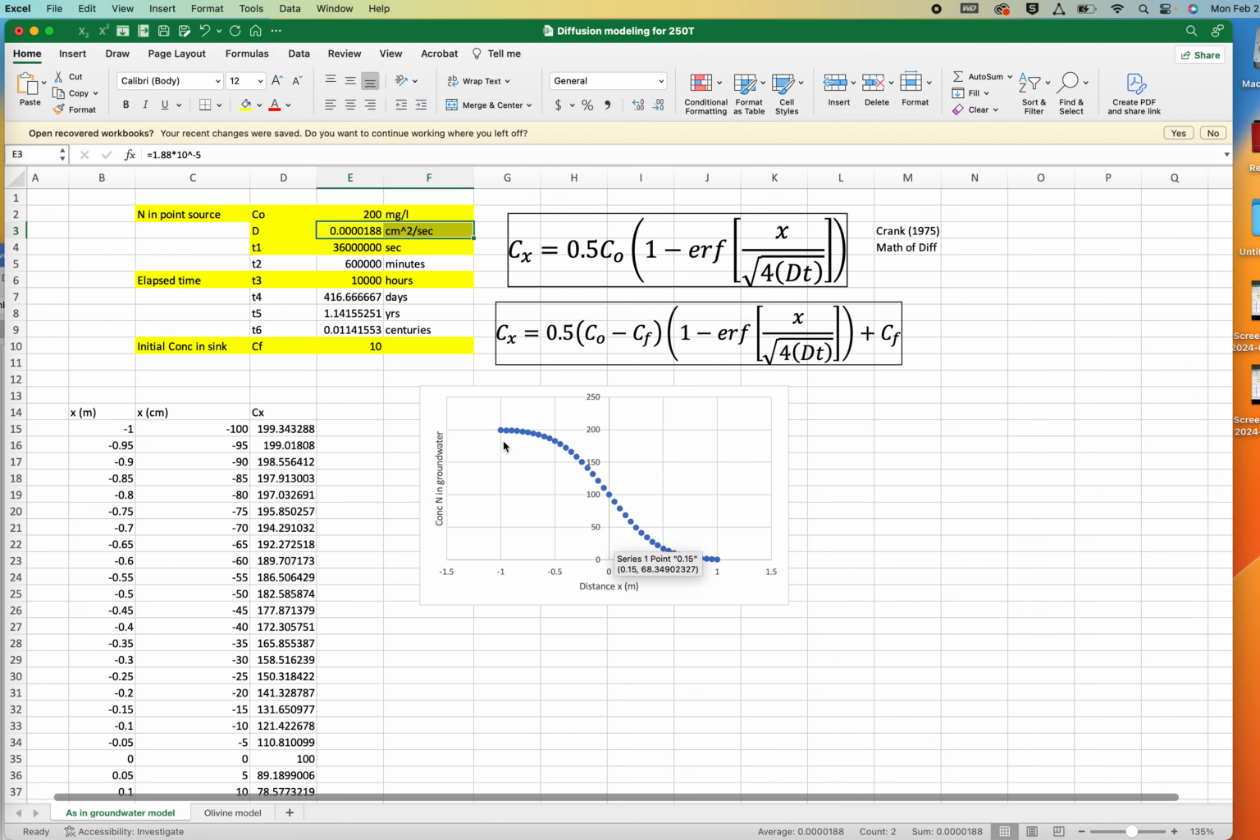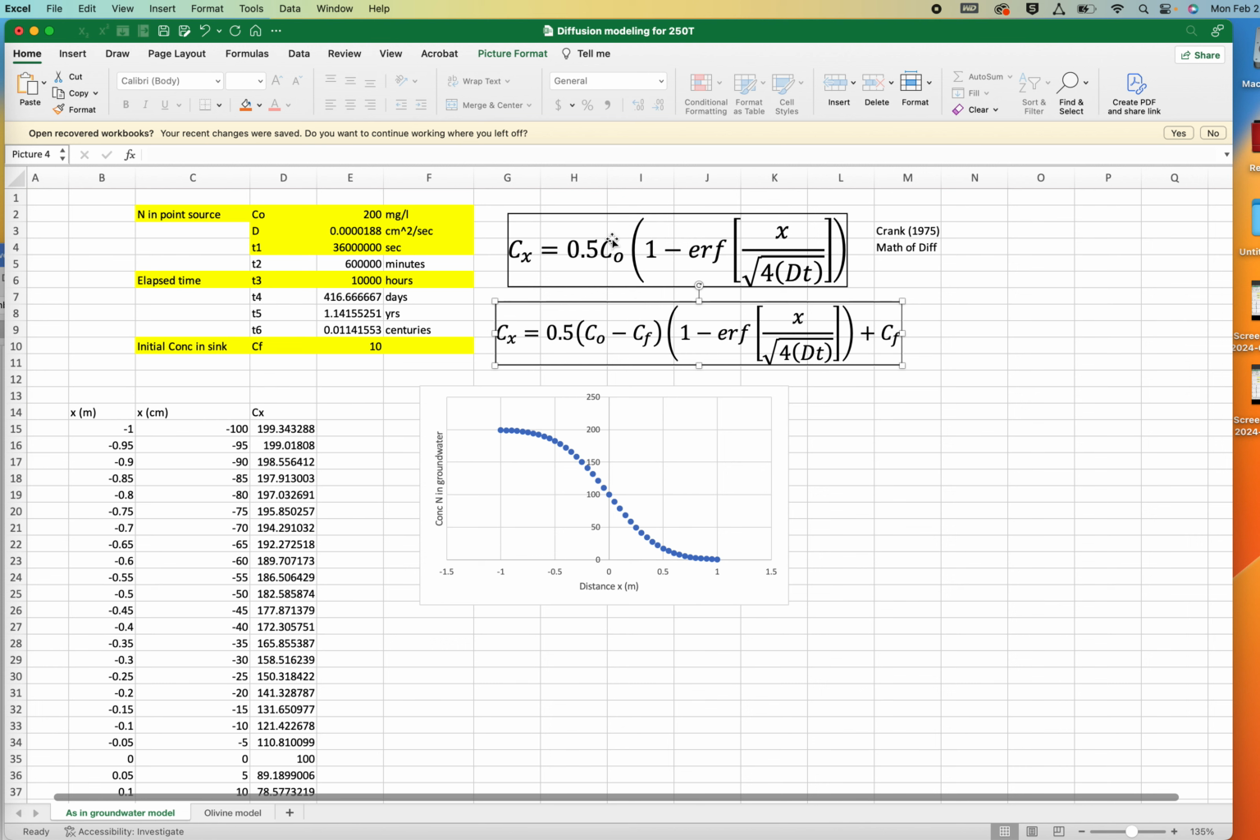So as we get closer and closer to the source, at negative values, we approach the initial condition, or the boundary condition, which is 200 milligrams per liter. As we get close to zero, that's the interface, we get something that's halfway between the point source and the background, which is down here, which we let equal zero when we used this equation. If we wanted a case where the background, or the medium that's being contaminated, does not have zero nitrogen, we'd use this equation instead.